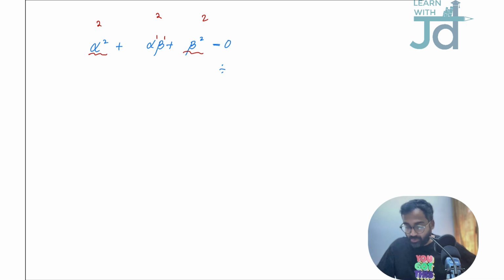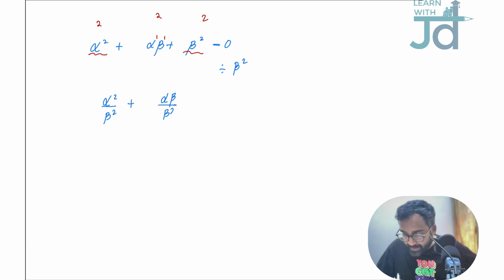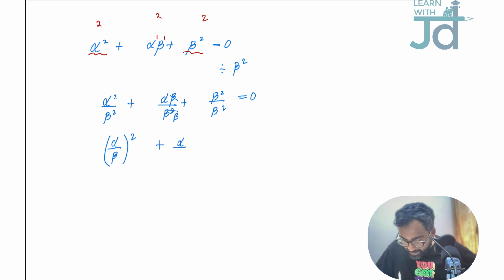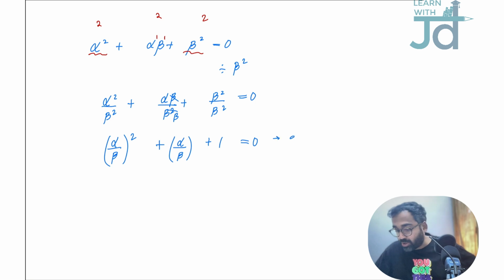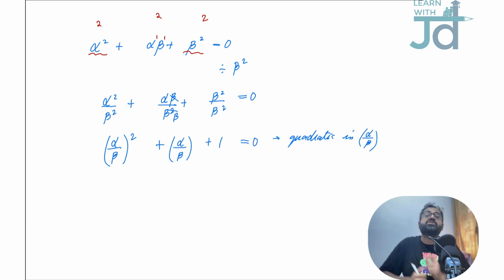Suppose beta can never be 0, then you divide by beta square. So what you get? Alpha square by beta square plus alpha beta by beta square plus beta square by beta square and 0. So this will be alpha by beta whole square, and here beta and beta square will cancel, so you will get alpha by beta and here 1. So now you have got a quadratic in alpha by beta. So that is the intention for this.